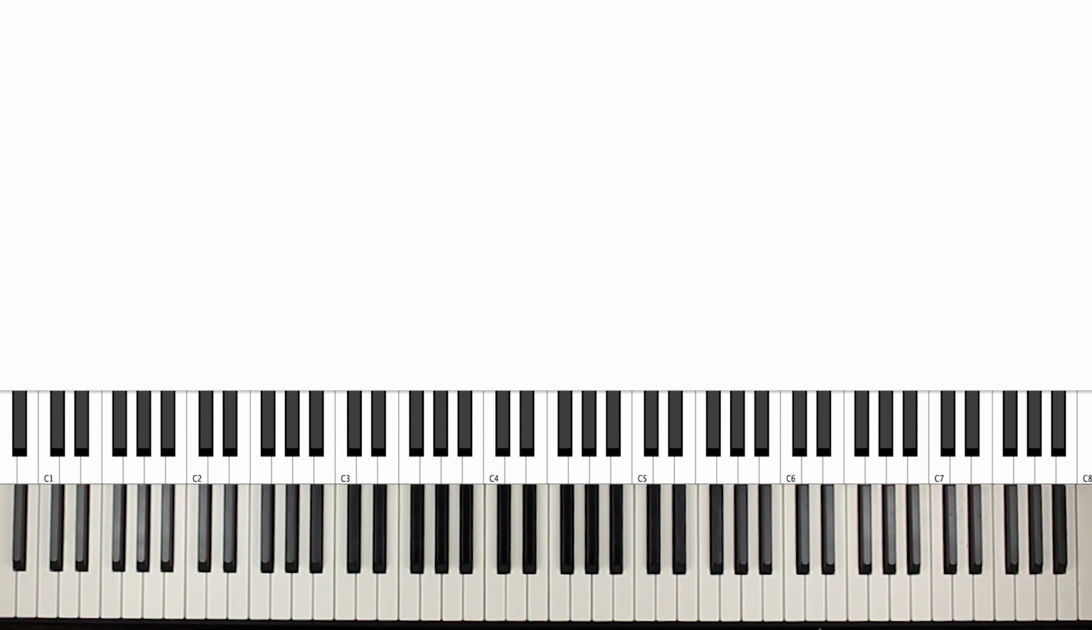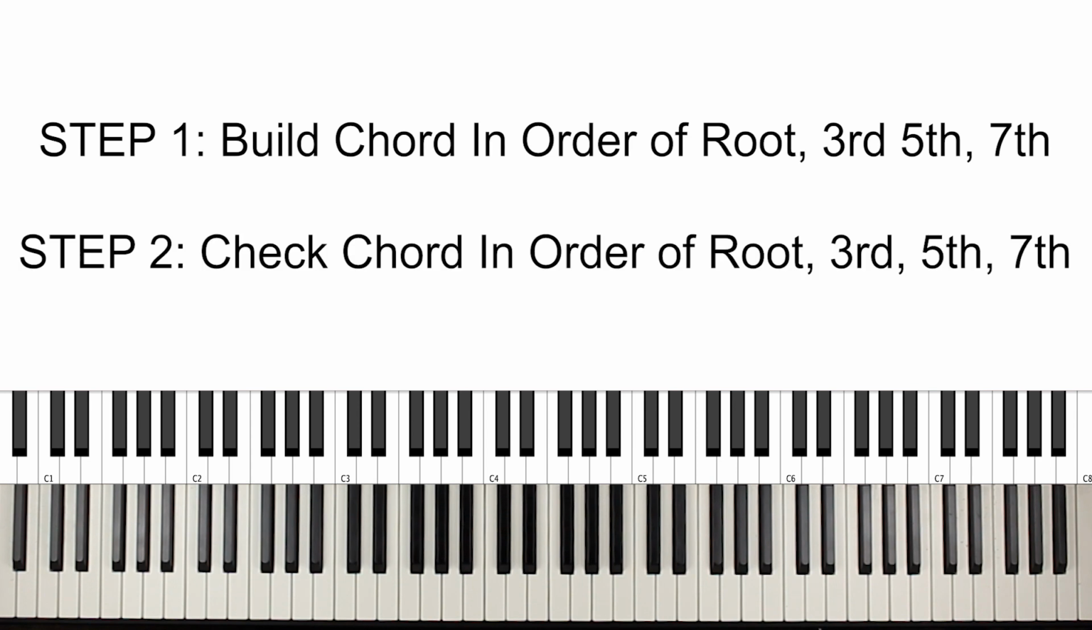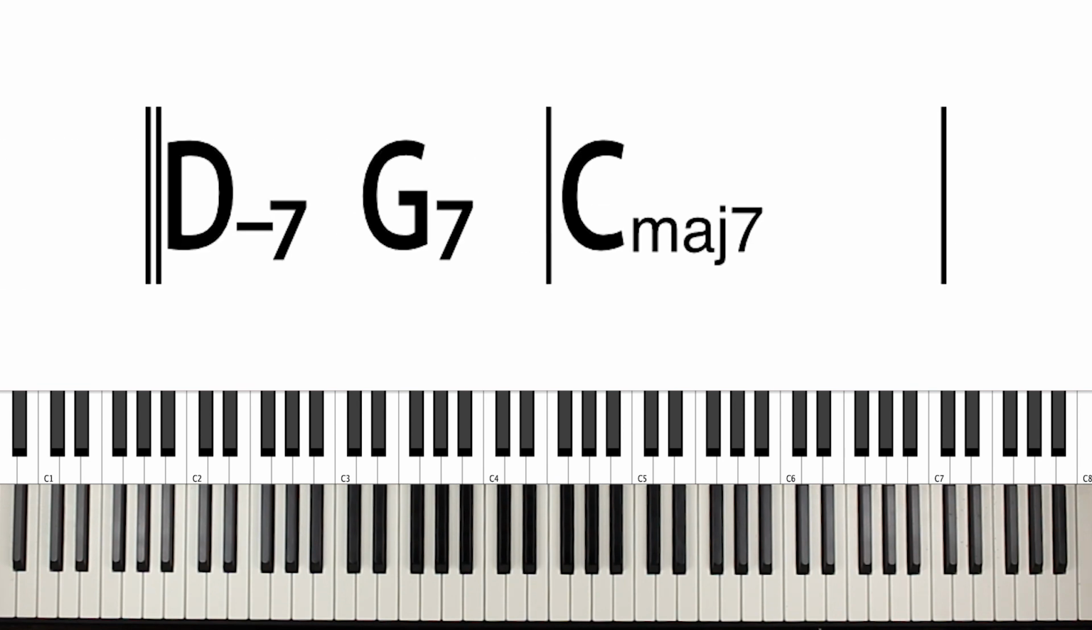You're going to tackle every chord in 2 steps. Step 1, build the chord in the order of root, 3rd, 5th, 7th. And step 2, check the chord, again in the order of root, 3rd, 5th, 7th. Step 2 is there to help you catch your mistakes, because every mistake you catch will make you better. It will also make you spend more time going over the intervals and chords, which is the whole point of this exercise. Let's have a go at constructing the first few chords.